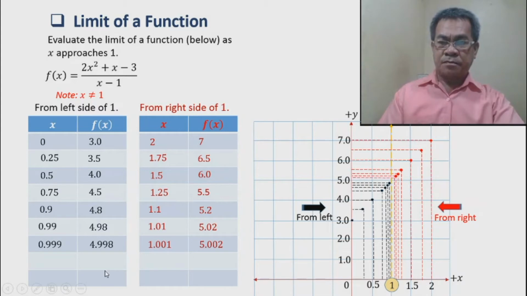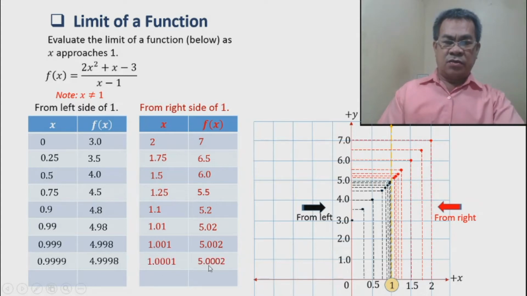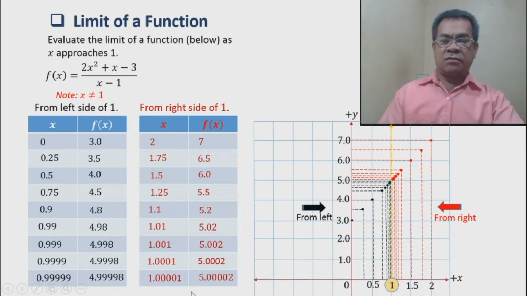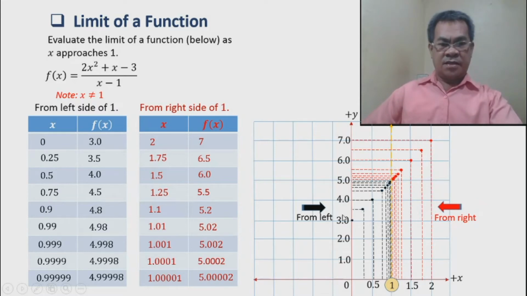So if we increase again the number of digits, the response on the left side approaches very close to 5. On the right side, we have 1.001, the response is 5.002. Okay? So if we increase again and again and again, look at the result. The point will reach approximately 5. Even if you increase this one, the increasing number is only the 9s, and this one is the 0 increasing digit. Okay, so therefore this is it.